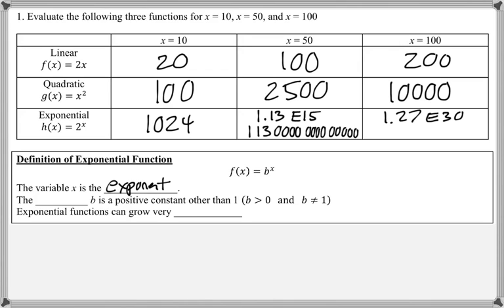So the base, that is b, and that is a positive constant other than 1. And it can't be 1 because 1 raised to anything is just 1. So it's really anything other than 1. And like we talked about, exponential functions can grow very quickly.